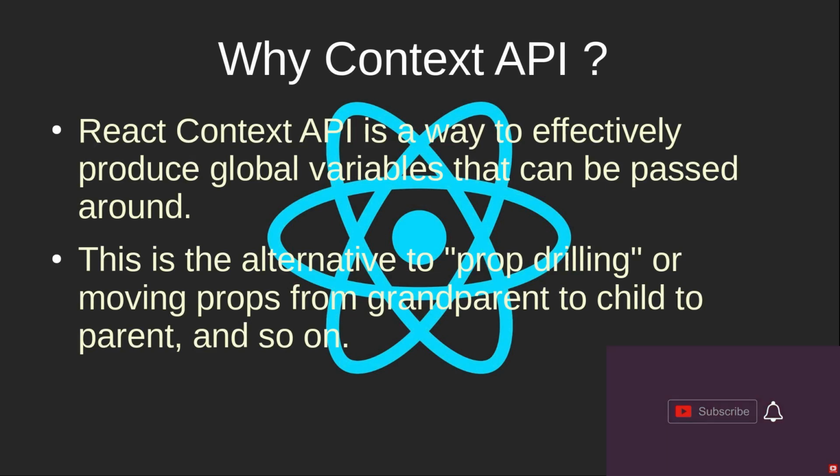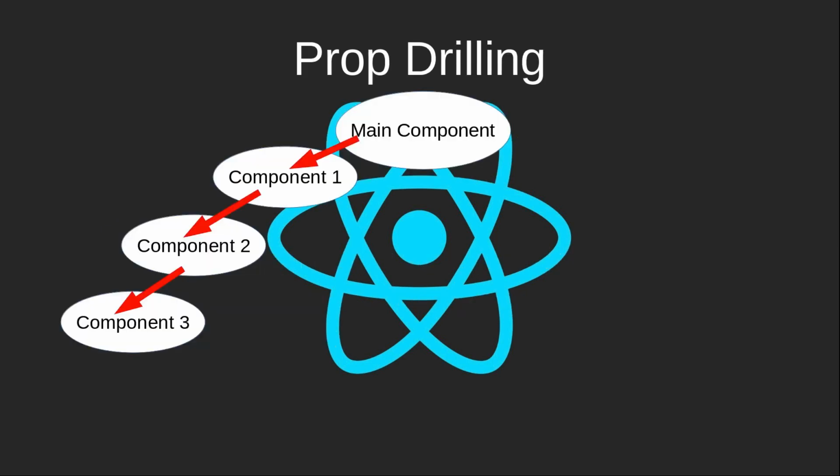React Context API is a way to effectively produce global variables that can be passed around. This is the alternative to prop drilling, or moving props from grandparent to child to parent and so on. We all know prop drilling, but I still want to remind you what it was.